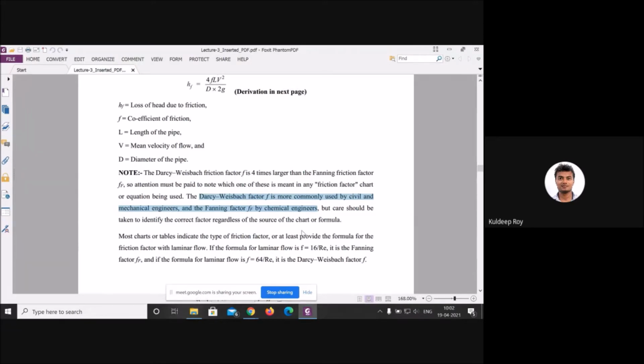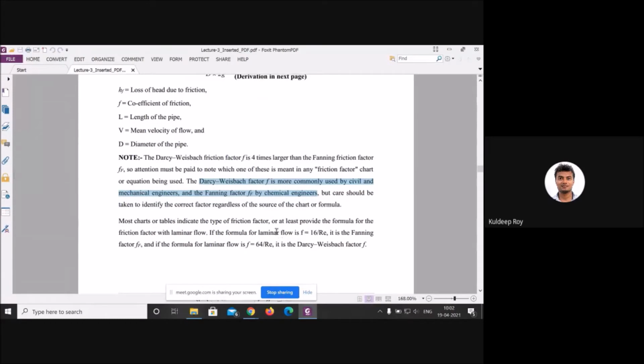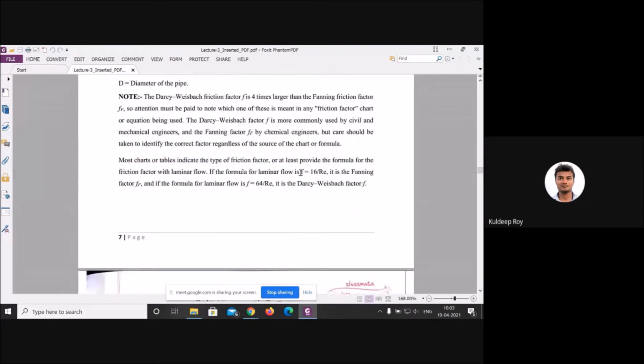So here the chemical engineering comes. I think I have told what the difference is between them. Don't forget this line, just keep this in your mind: the Darcy-Weisbach friction factor is 4 times greater than the fanning friction factor. Just keep this in mind. And based on your friction factor, you can easily define it.